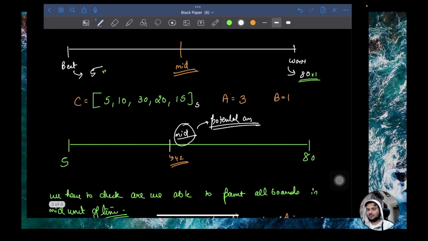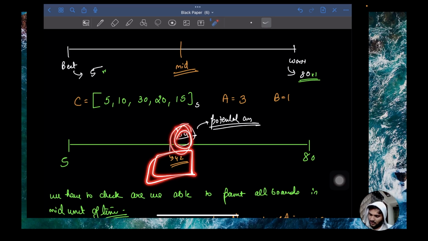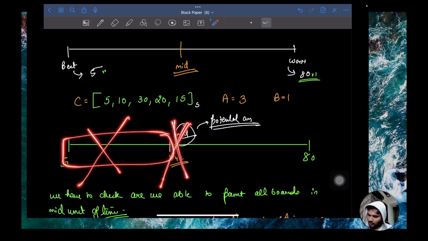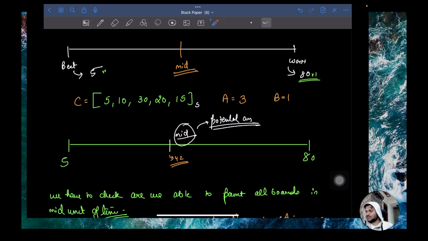So that's going to be our agenda, right? That if we are able to do something in a particular unit of time, you will try to find something better than that. If you cannot do something in mid unit of time, you won't be able to do it in less than mid unit of time. So you find something more than mid. That's it. We are able to somehow apply binary search here, right?